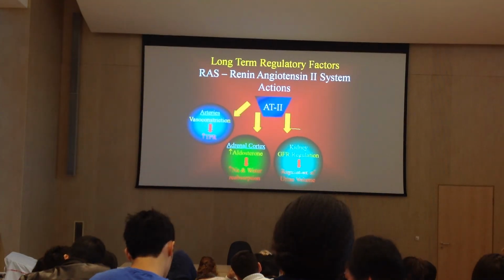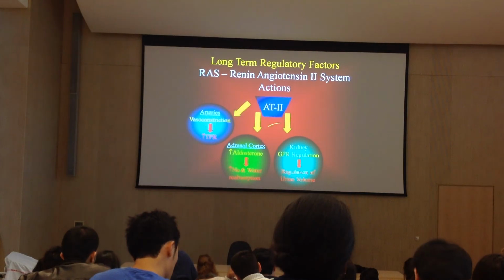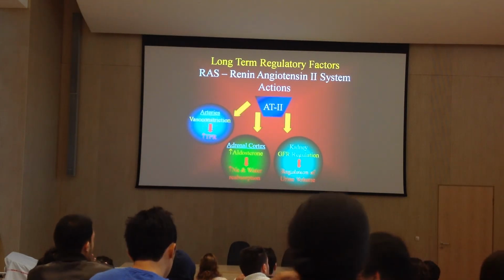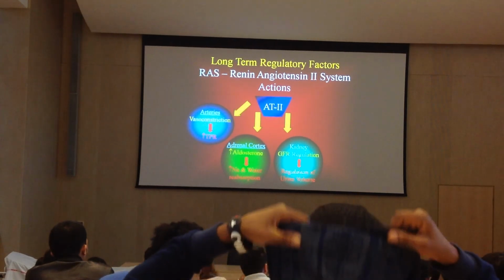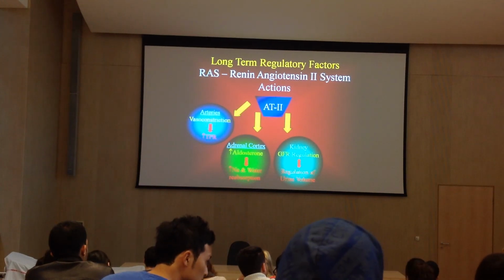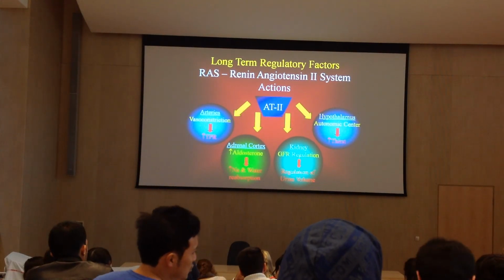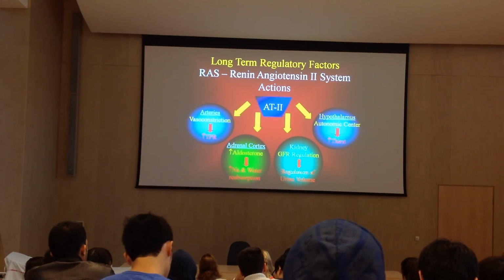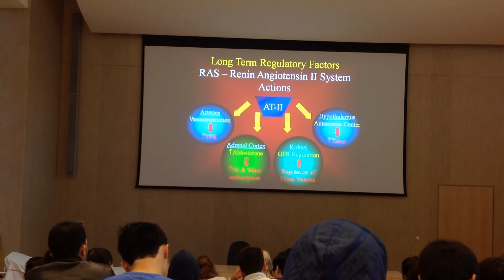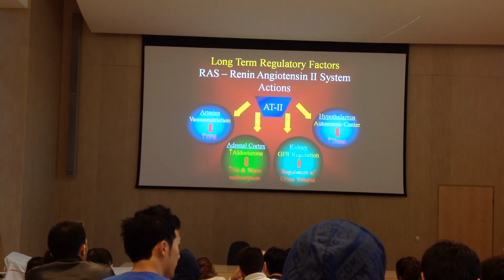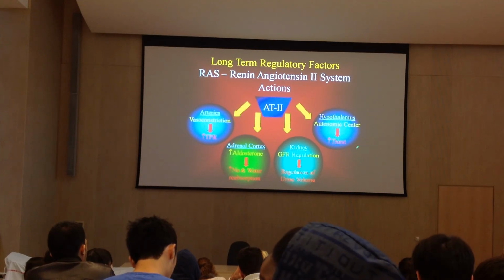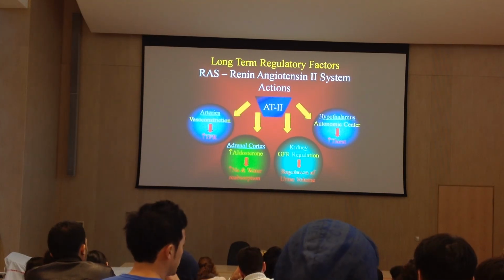I promise that I'm not going to ask questions about this one. It regulates several things in the kidney. I just wanted you to have it for the end of the year. Plus, it stimulates thirst. Angiotensin 2, directly or indirectly, is actually going to the hypothalamus, so it tries to stimulate water intake.